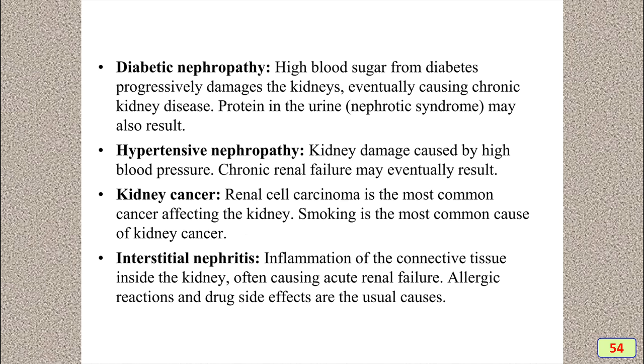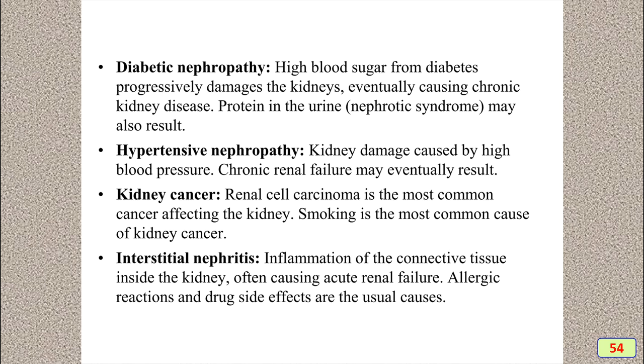And diabetic nephropathy is a syndrome in humans, dogs, and cats. High blood sugar from diabetes progressively damages the kidneys, eventually causing chronic kidney disease. So protein in the urine, like in nephrotic syndrome, may also result. Hypertensive nephropathy means kidney damage caused by high blood pressure, and chronic renal failure may eventually result.